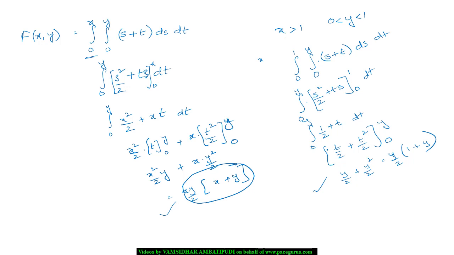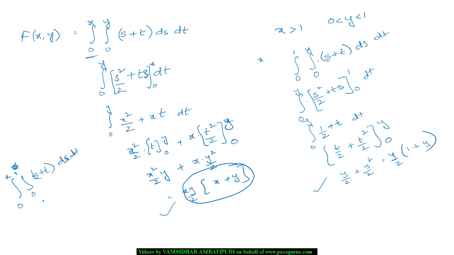Similarly, I can find out for x lying between 0 and 1. Then I'll integrate from 0 to x. y greater than 1 means I'm integrating for the whole range up to 1. Then again s plus t ds dt.